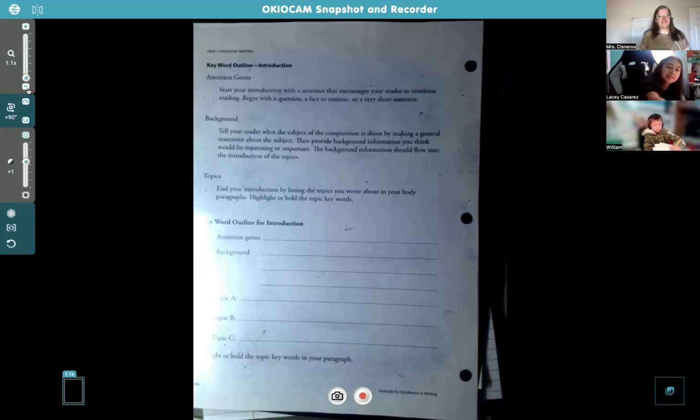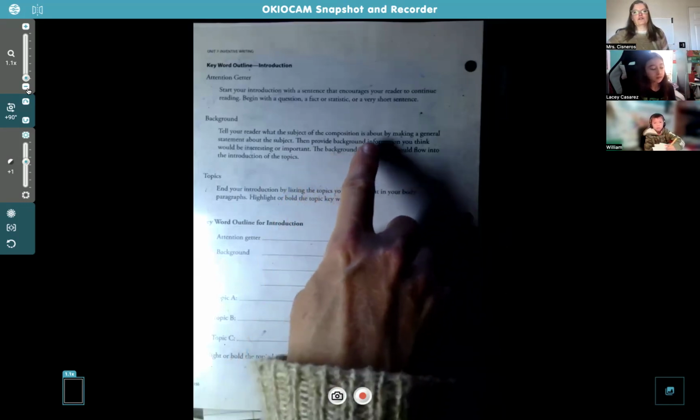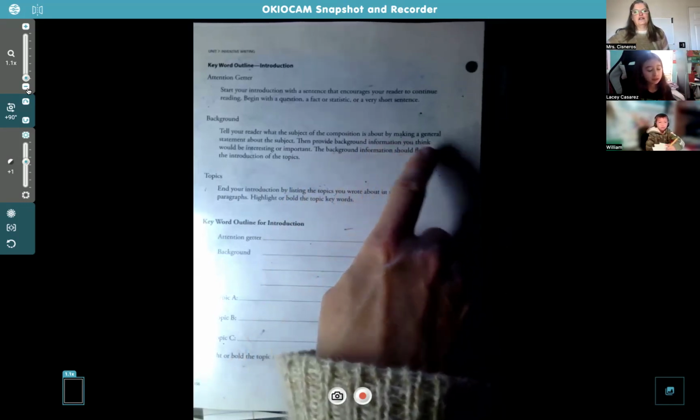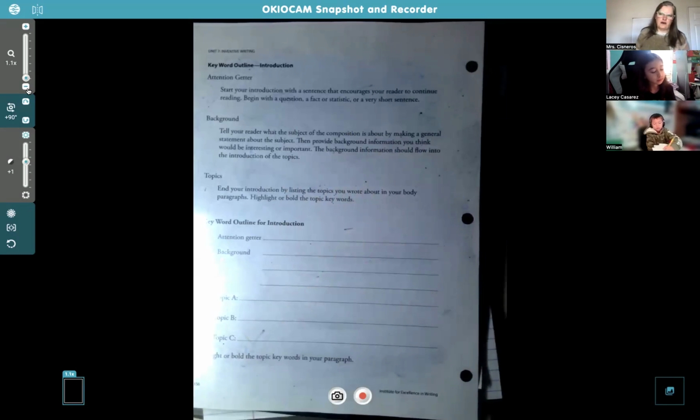This is going to be good. I can't wait. While you're writing that down, William, the next part is the background. It says, tell your reader what the subject of the composition is about by making a general statement about the subject, like the fact that the box is moving. Then provide background information you think would be interesting or important. The background information should flow into the introduction of the topics.